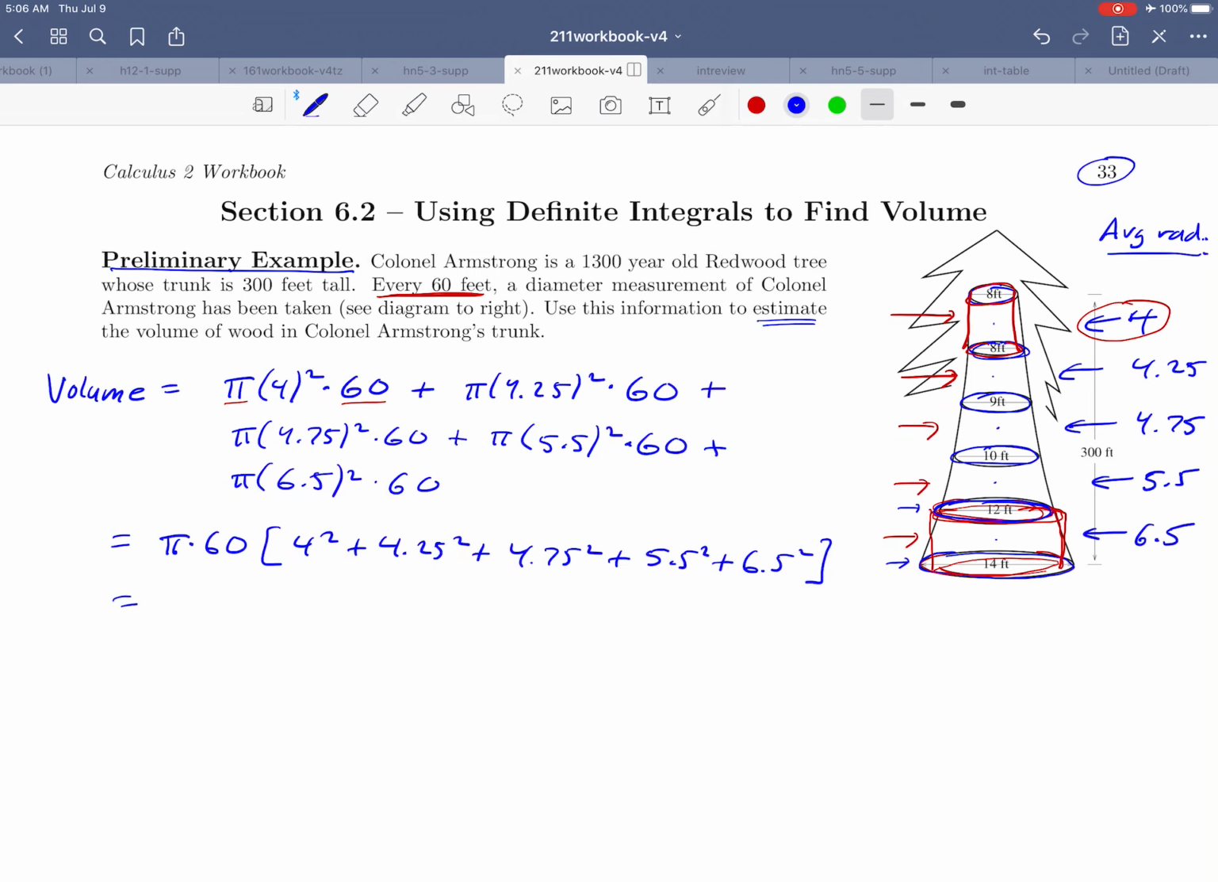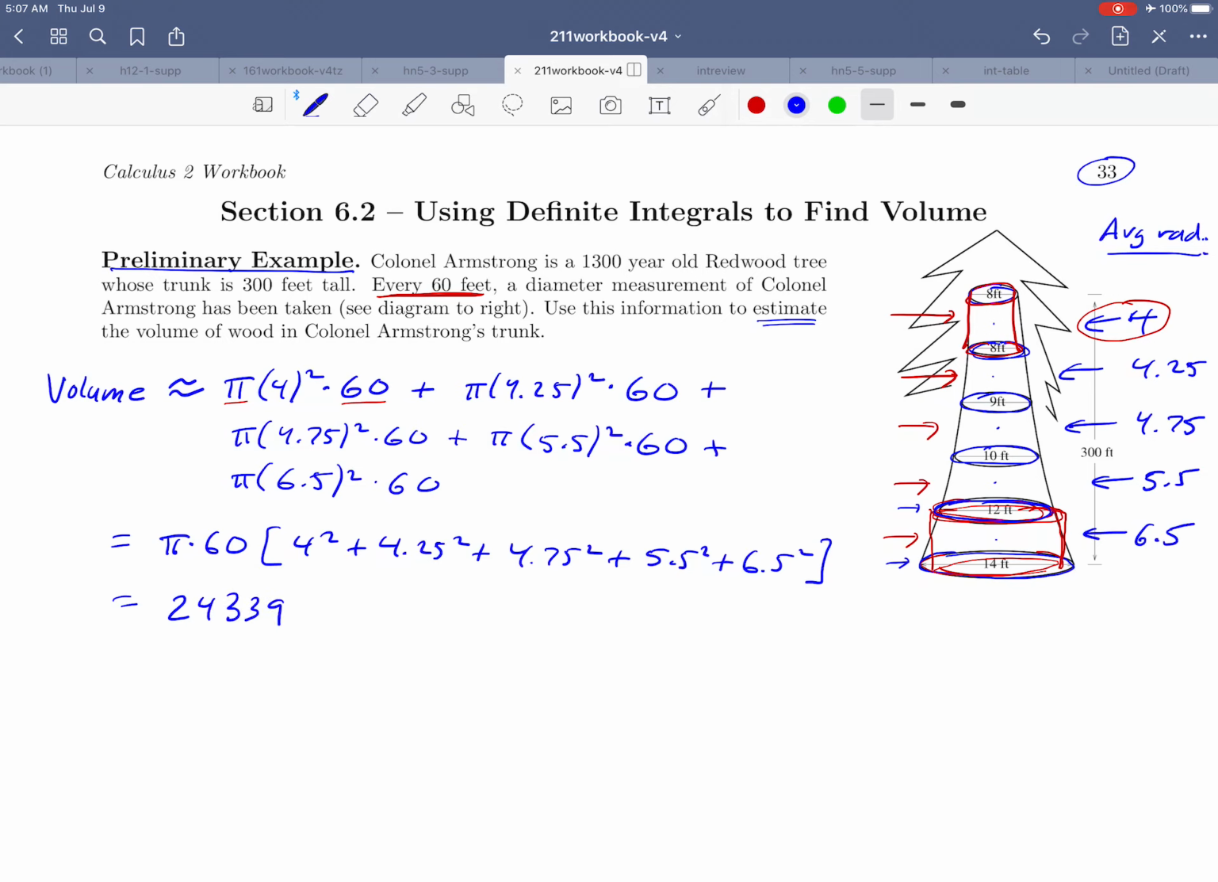Oh, actually, I just noticed one little notation issue. I should not write volume equals. I should write volume as approximately. We're approximating here. We're not getting an exact number. Then at this point, it's a matter of going to your calculator and figuring out what this works out to be.